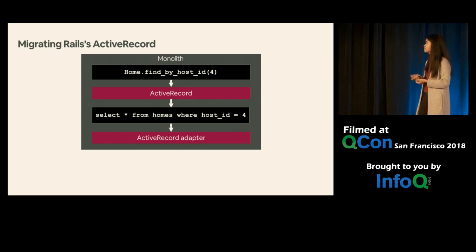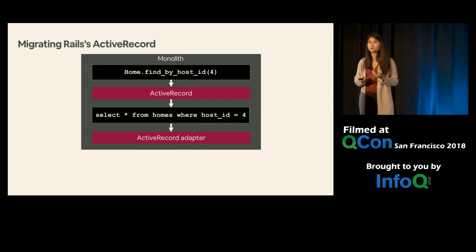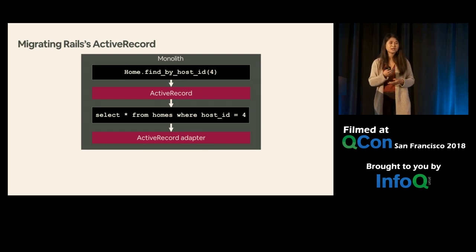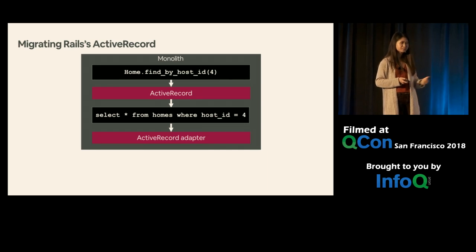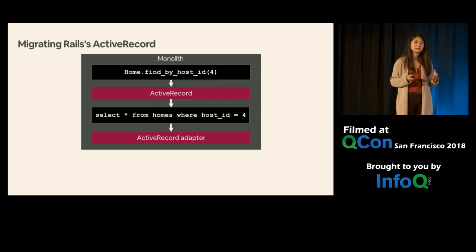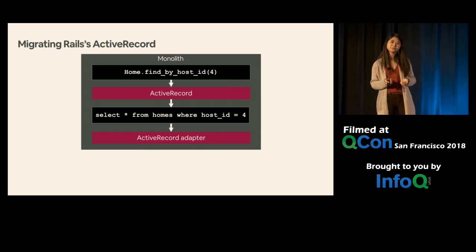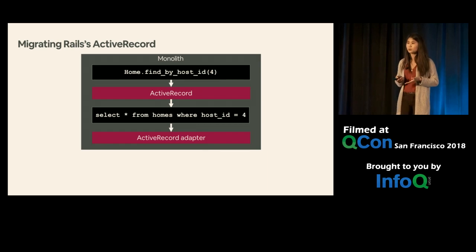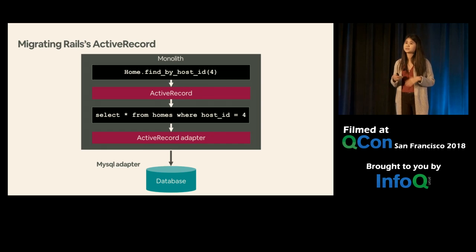Active Record has some access methods. This one, for example, homes.findByHostID. It then gets translated into an Active Record wrapper, which is a Ruby library that implements read and write access to business objects that get persisted to a relational database. The Active Record translates that method into a raw SQL query, select star from homes where host ID equals 4. That raw SQL query gets sent to an Active Record adapter layer, and by default for us, it was a MySQL adapter that sent the query directly to the database.